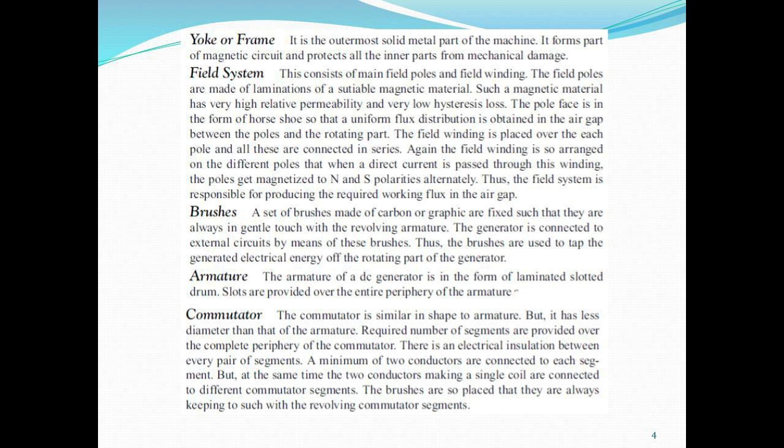Commutator. The commutator is similar in shape to the armature, but it has a smaller diameter than that of the armature. The required number of segments are provided over the complete periphery of the commutator. There is electrical insulation between every pair of segments. A minimum of 2 conductors are connected to each segment, but at the same time, the 2 conductors making a single coil are connected to different commutator segments. The brushes are so placed that they are always in touch with the revolving commutator segments.